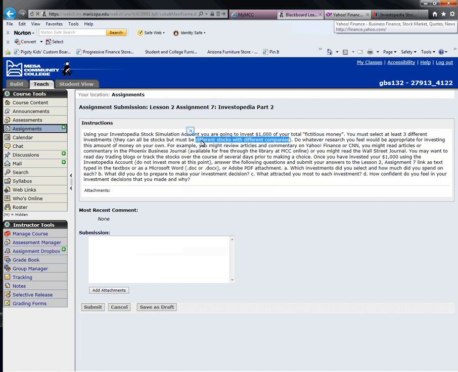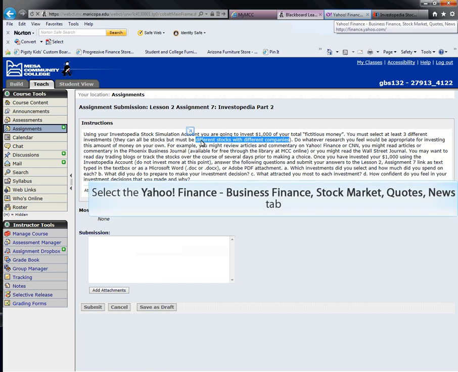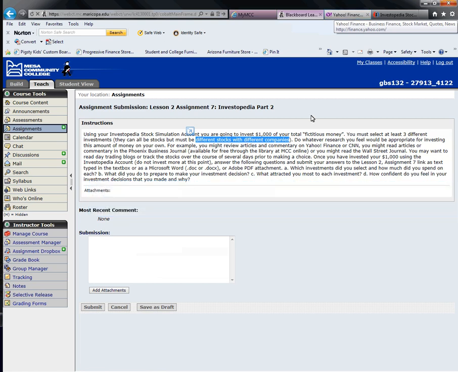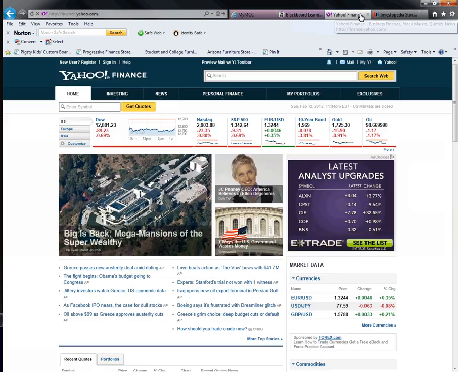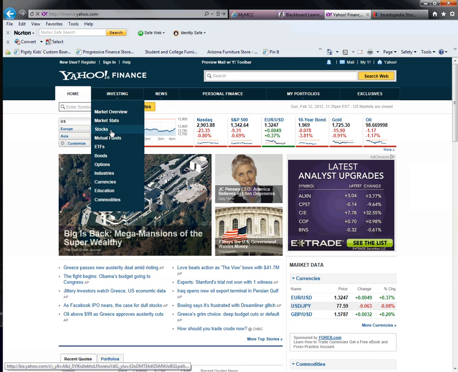And do whatever research you feel would be appropriate for investing this amount of money on your own. You might want to read articles, look online, or do a variety of different things. We're going to use Yahoo Finance and assume that we've already looked in the paper or read some articles online, or that we're really familiar with some investments that we want to make. Okay, so let's go to Yahoo Finance. That's where we're going to start.